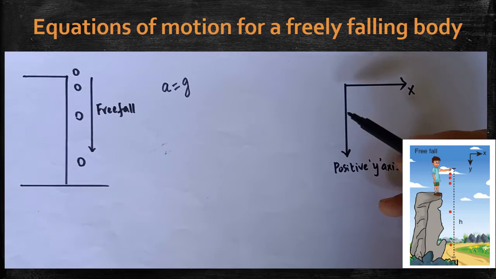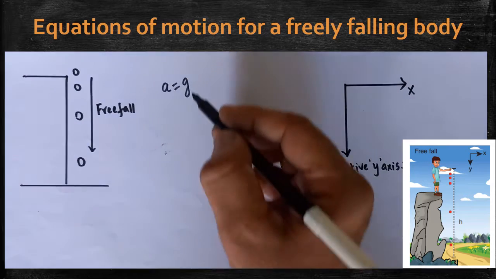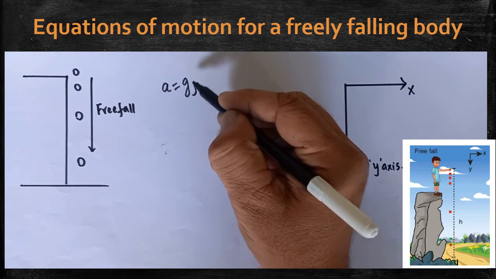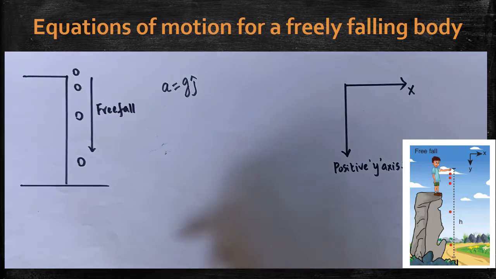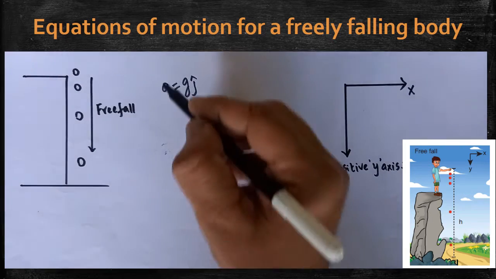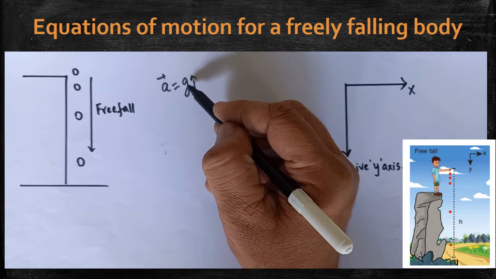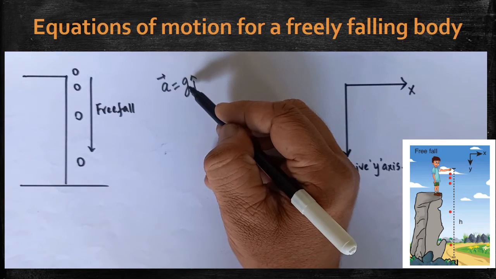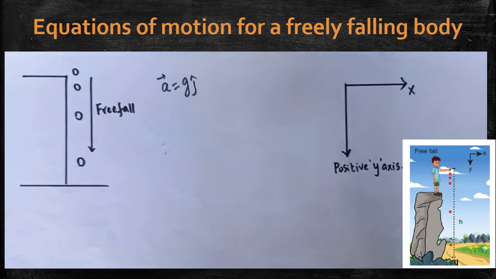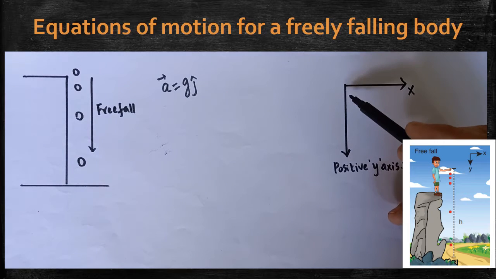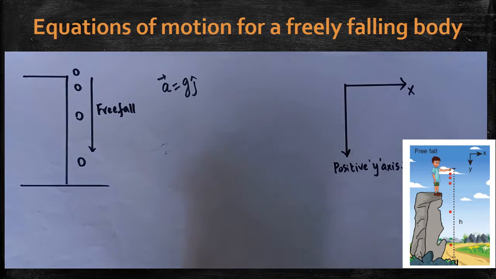Since it is acting in the downward direction, that is along the positive y axis, we can write it using the orthogonal unit vector j cap. The acceleration vector a is equal to g j vector. Why is g written here? Because that acceleration is purely due to gravitational force. g is called acceleration due to gravity, and it is acting along the positive y axis, in the downward direction.